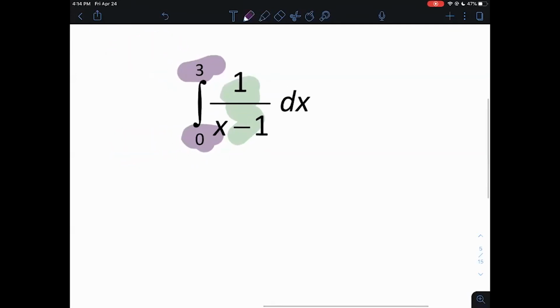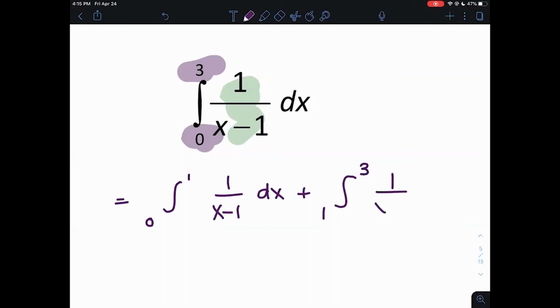What we want to do here is start by breaking this integral into 2, 3, 4, 5, however many pieces we need to break it into, to break it up at every point of discontinuity. In this case, it's just x equals 1. And we would have the integral from 0 to 1 of 1 over x minus 1 dx, plus the integral from 1 to 3 of 1 over x dx.